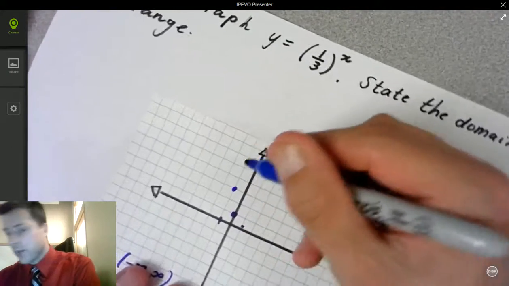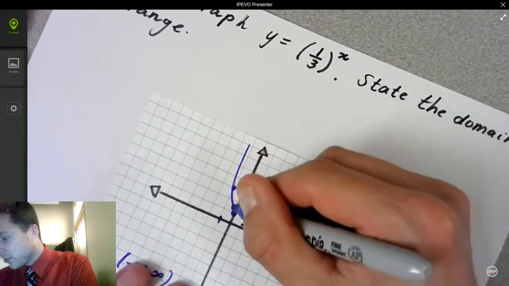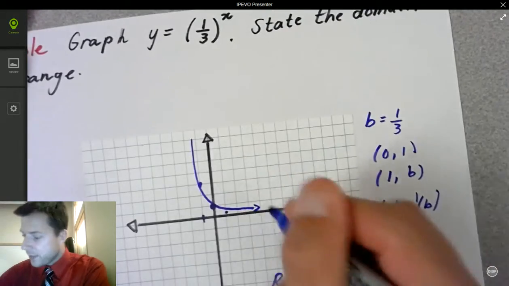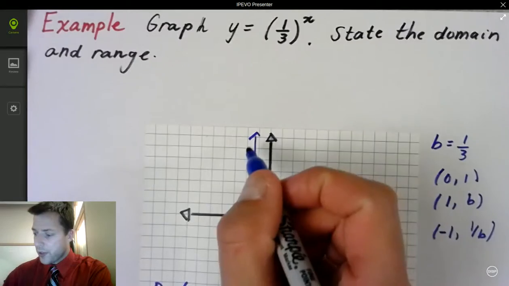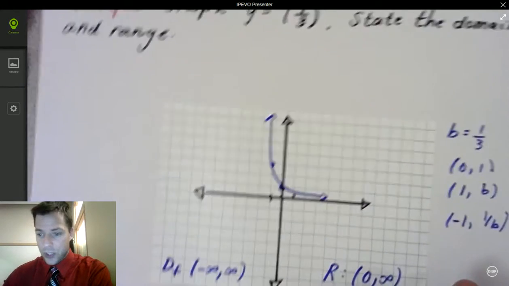And so here's my graph. I'm going to just turn it so I can try to do this a little more accurately. There's our graph of our exponential function, y equals 1/3 to the x. Okay, we got our domain and range there.